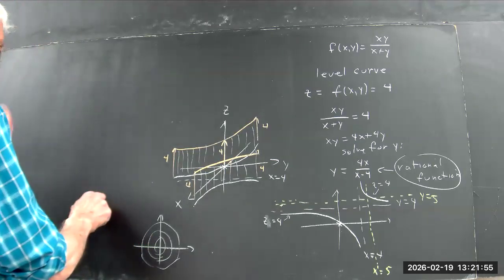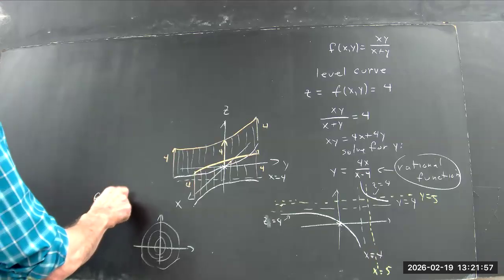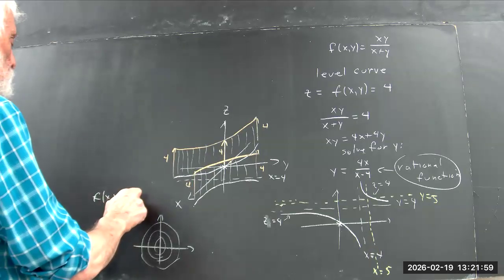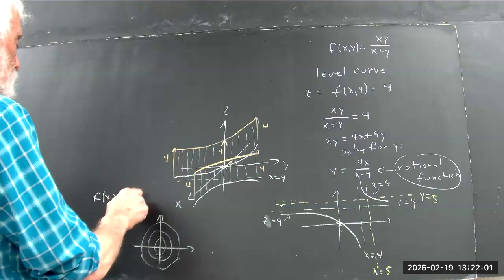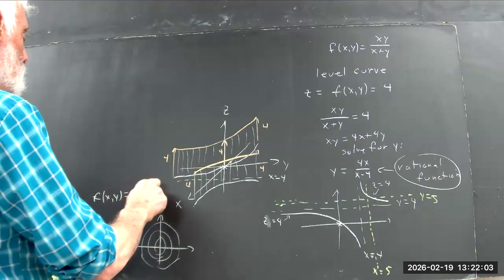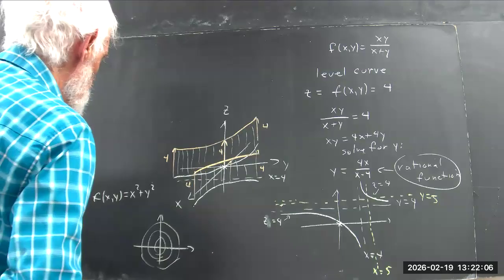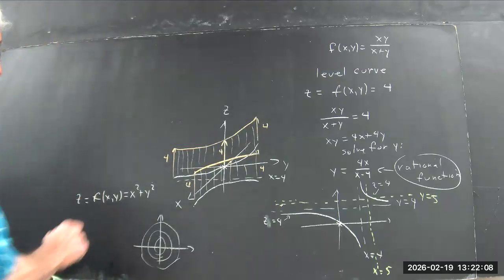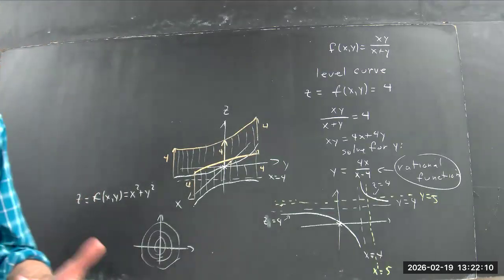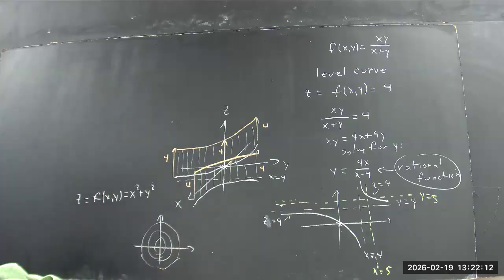If f of xy equals x squared plus y squared, that's z, equals f of xy equals x squared plus y squared. It's a quadratic surface. You know that the cross sections are parabolas and they're all symmetric. So you have a paraboloid of revolution. Okay?